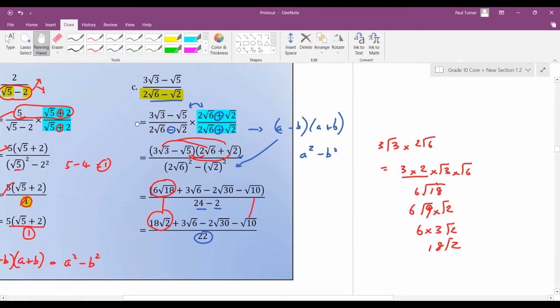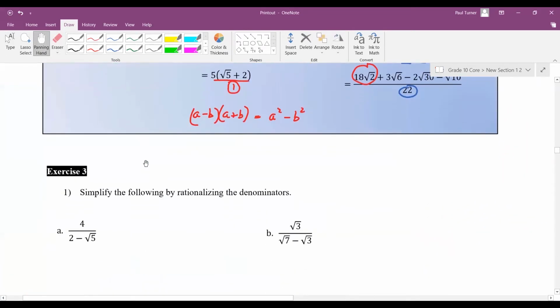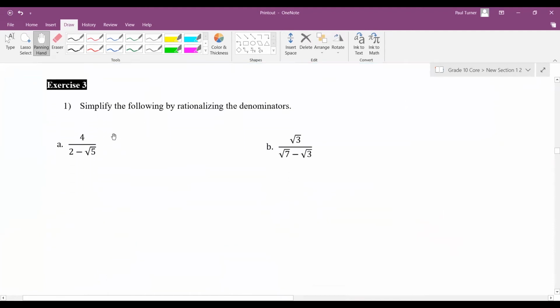Okay, so you can do some in a minute. Let's have a look at the exercise. I'll give you 5 minutes. You think about these two then. Something here, something here. So I'll give you 5 minutes to do them, okay?